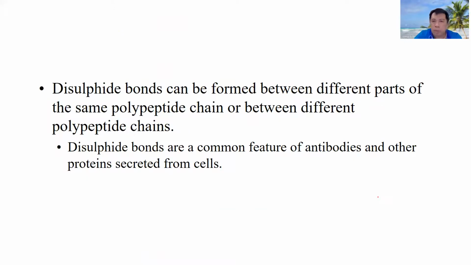Disulfide bonds can be formed between different parts of the same polypeptide chain. Okay, this one's for the tertiary structure. Or between different polypeptide chains. This one's for the quaternary structure, such as in antibodies. Antibodies consist of four polypeptide chains, and these four polypeptide chains are also held together by disulfide bridges.